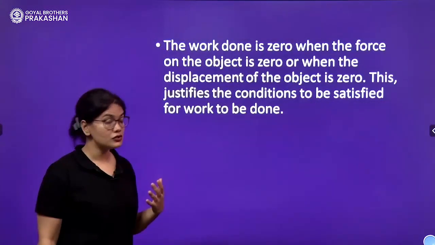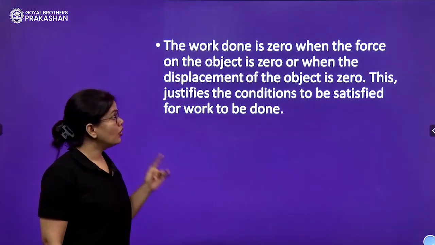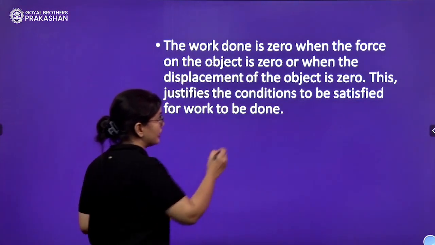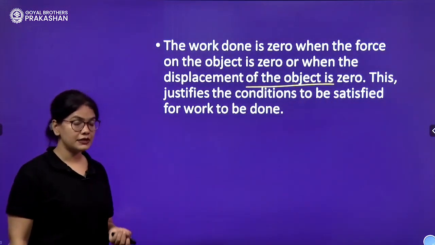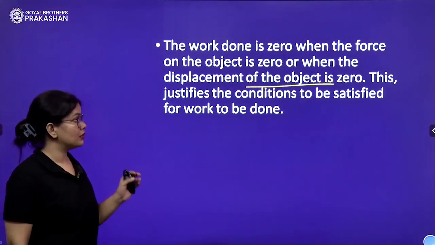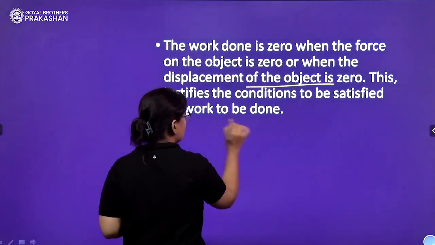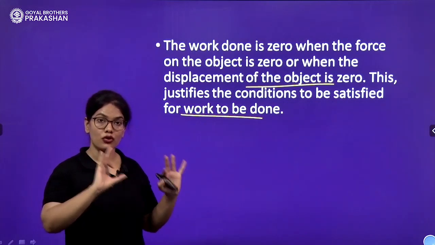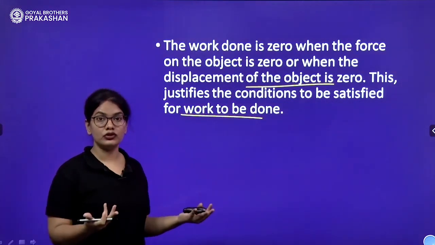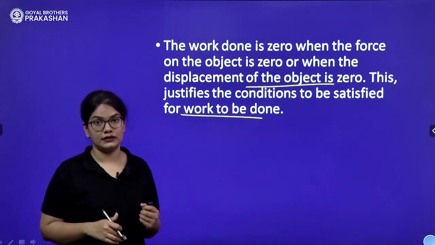Okay. Also, the work done is 0 when the force on the object is 0 or when the displacement of the object is 0. If force is 0 or displacement is 0, we know the work done will be 0. This justifies the condition to be satisfied for the work to be done. We have seen this case, right? Remember, you are pushing a huge rock. You are applying force on the rock, but displacement is not there. So we have considered that to be a 0 work case. Okay.